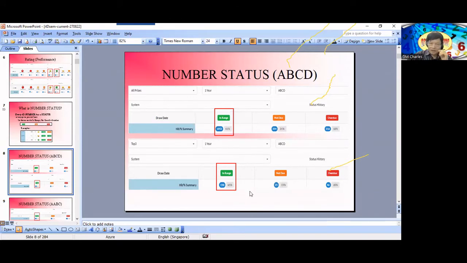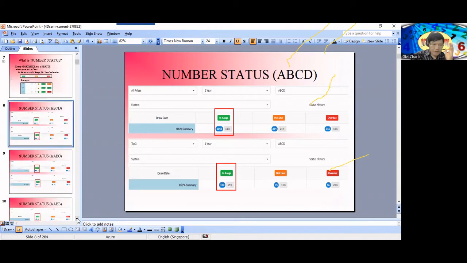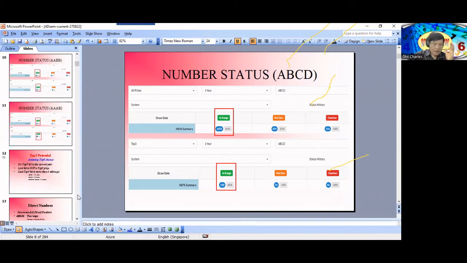You can actually check under the draw results. You can find the daily analysis of every number in that draw. I think I already explained before. Whether let's say first price is now in range, OverDue or NotDue, or the rating as well, it shows you there. In fact, I have already done an analysis of all the patterns.